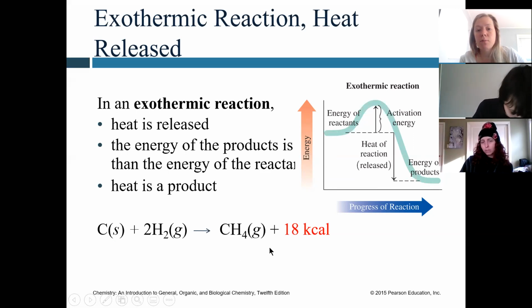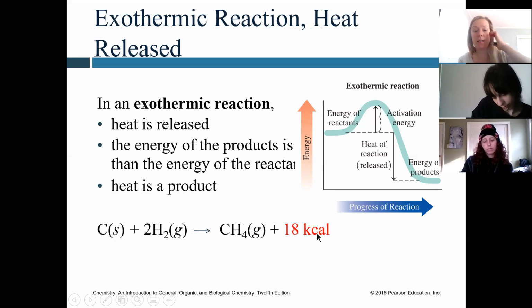So in this case, this would be an example of an exothermic reaction. Heat is one of the products. So 18 kilocal, remember kilocal or calories or joules, those are all examples of heat or energy. So we had 2 things, they came together and produced methane, and they released heat.